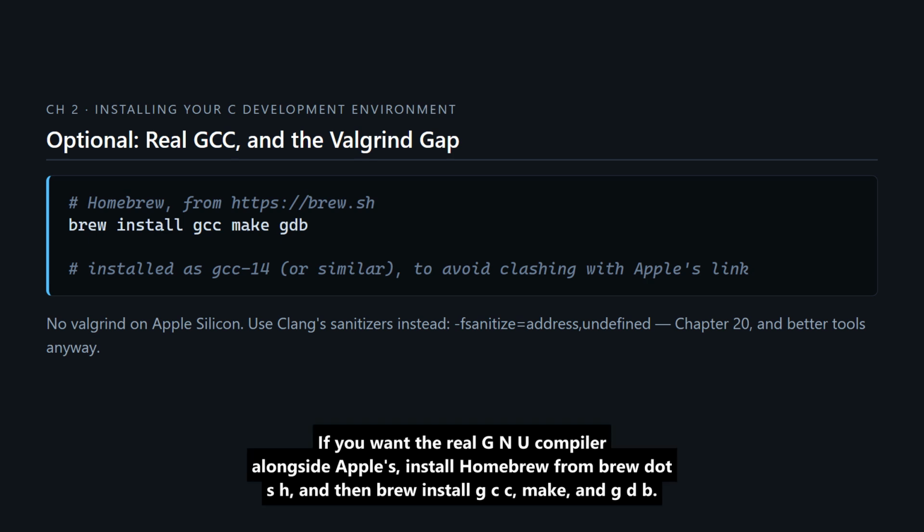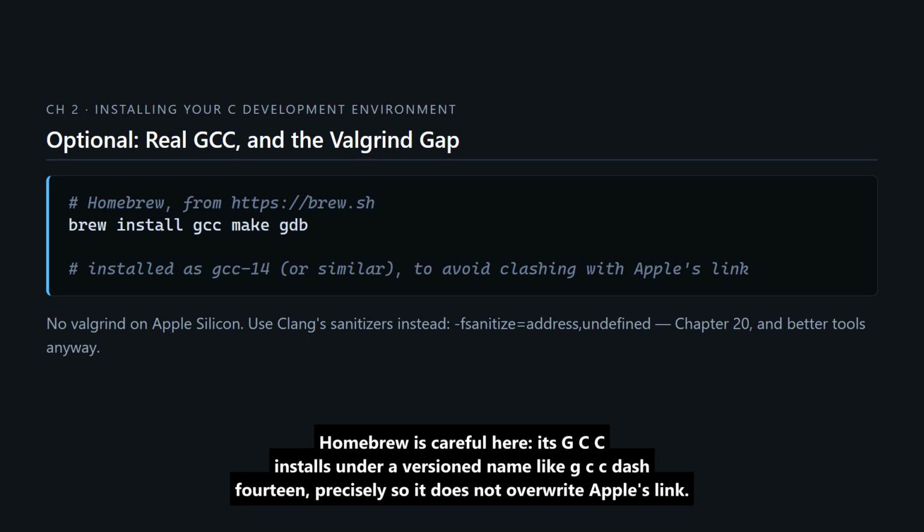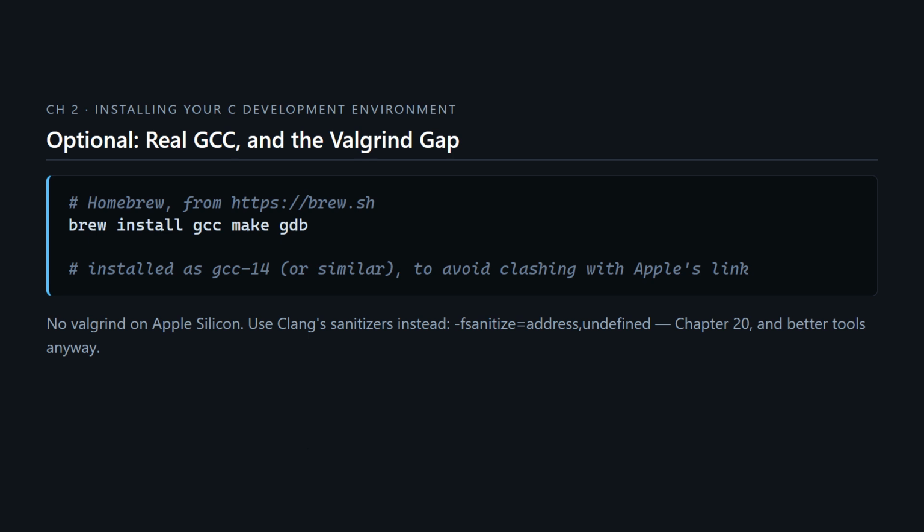Two optional extras. If you want the real GNU compiler alongside Apple's, install Homebrew from brew.sh, and then brew install gcc, make, and gdb. Homebrew is careful here, its GCC installs under a version name like gcc-14 precisely so it does not overwrite Apple's link. So you invoke it deliberately by that name.